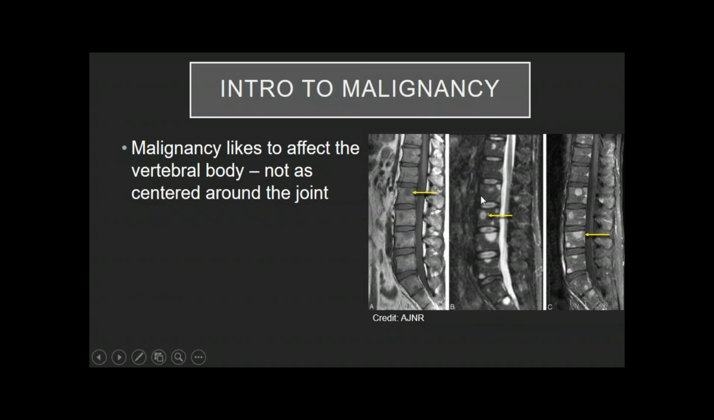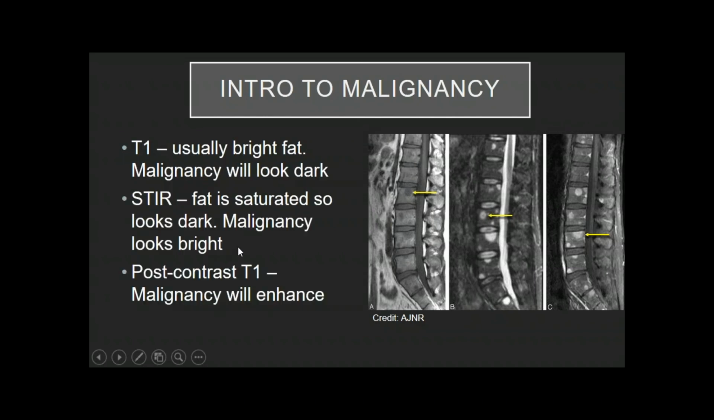The STIR sequence nulls all the fat and makes all of the other things show up even better, especially inflammation. In this case, all of these bright things are little small tumors, so malignancy throughout the bones. And then this is a post-contrast sequence, and all of these little metastatic lesions are enhancing on the post-contrast sequence. So as you can see in malignancy, they're often centered in the bone, central to the bone, but they're not centered around a joint like you would see in infection.